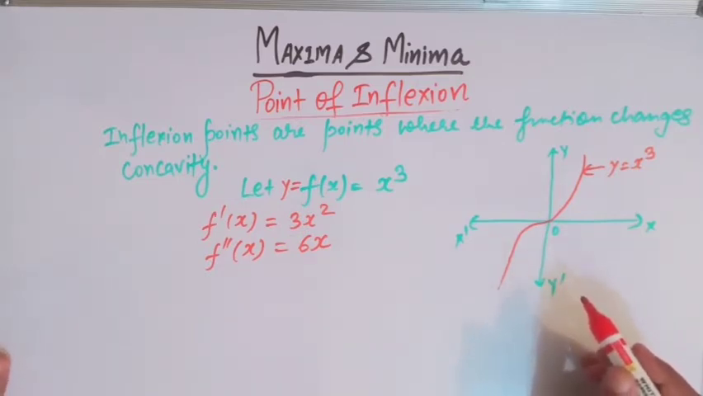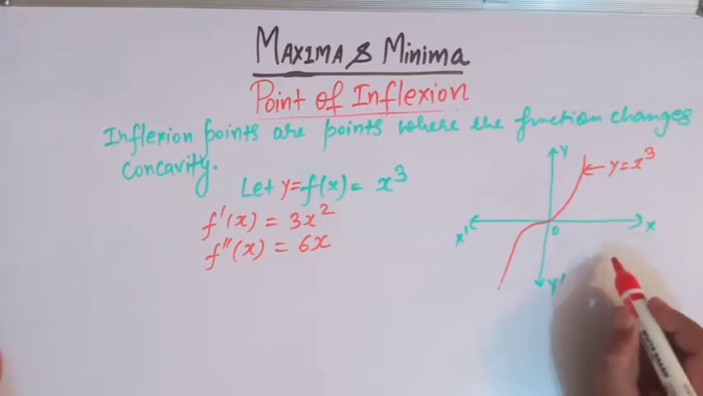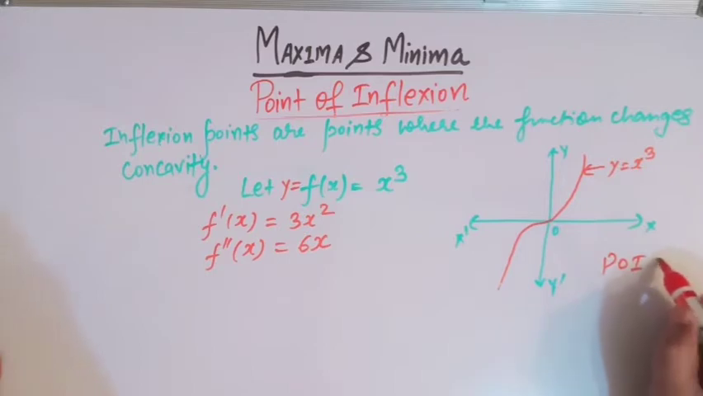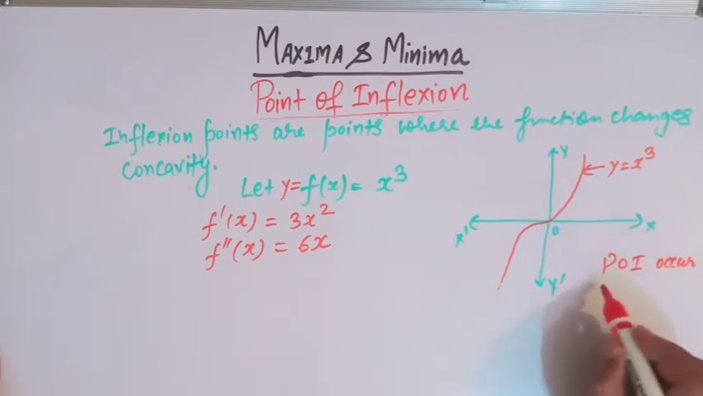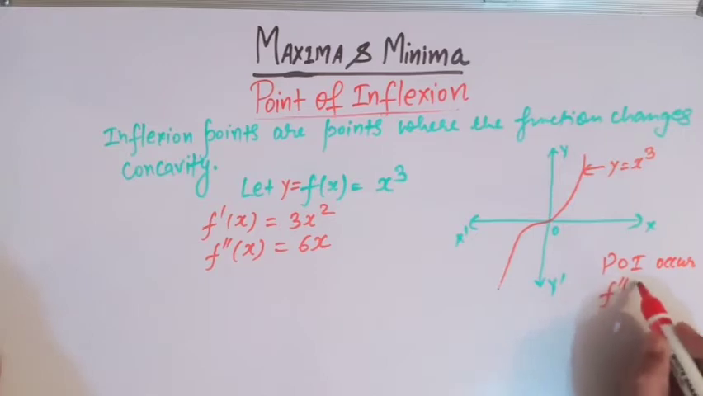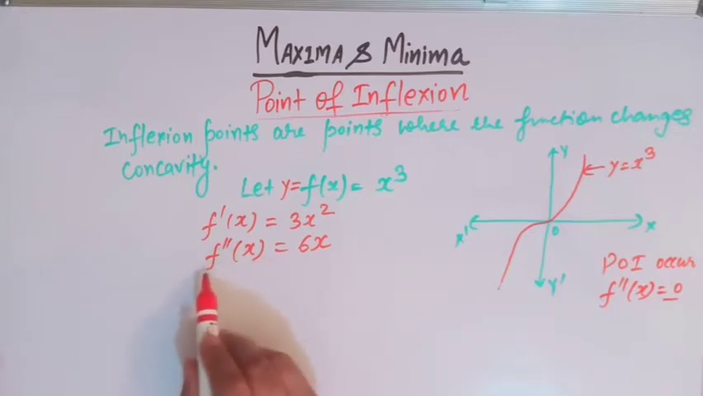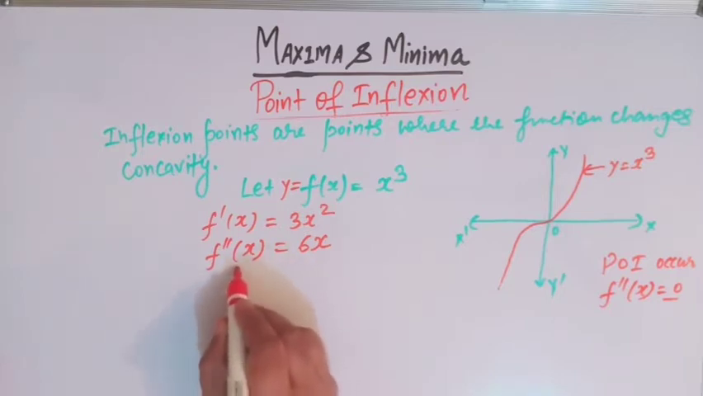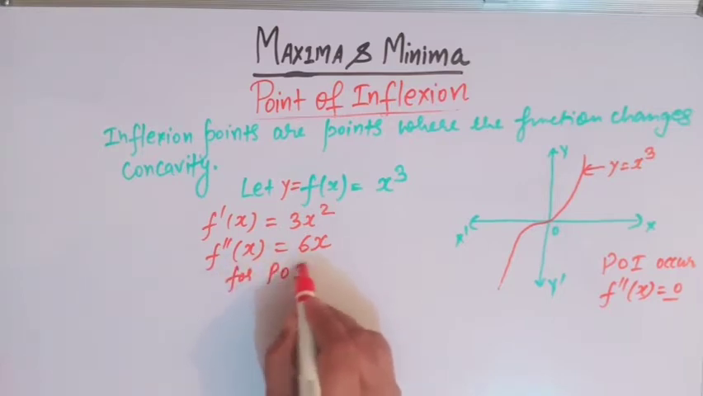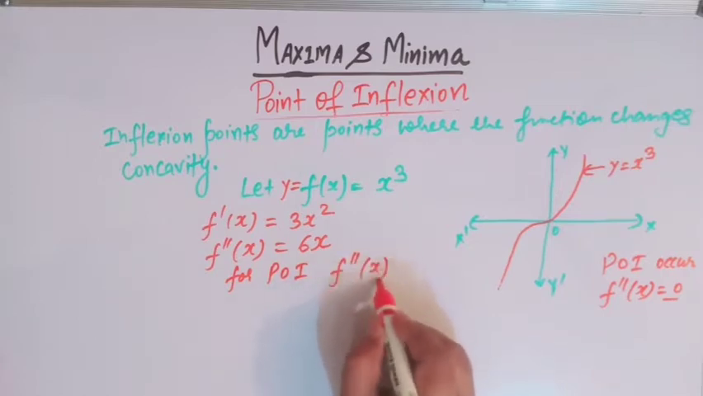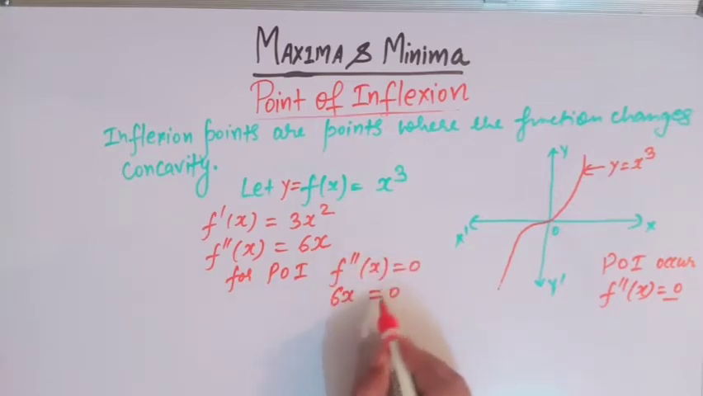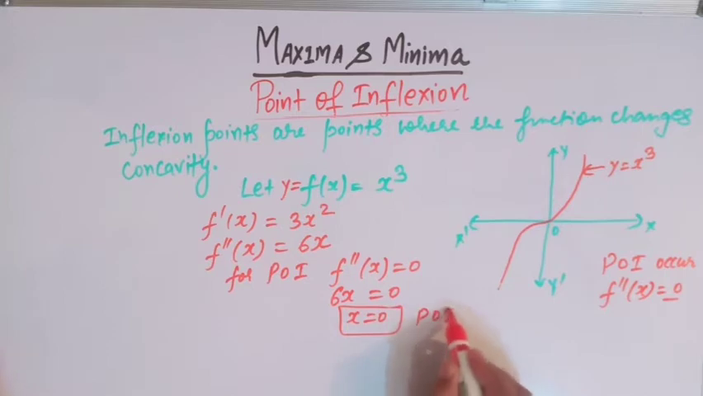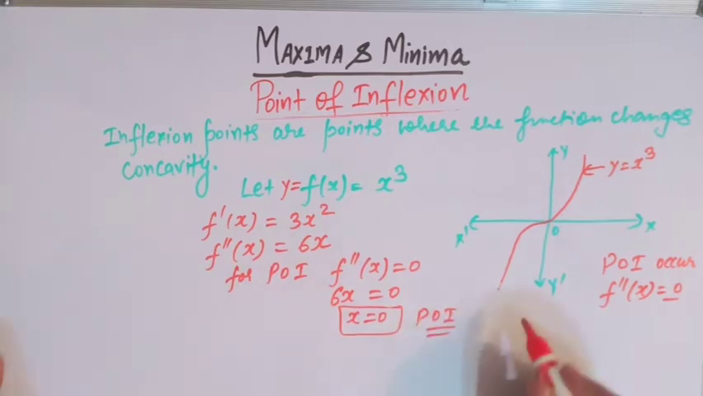So how to find the point of inflection? Point of inflection occurs where the second derivative is 0, that is f double prime of x is 0. Now here we see that f double prime of x is equal to 6x, and for point of inflection, the second derivative should be 0, so 6x equal to 0 and x is equal to 0.